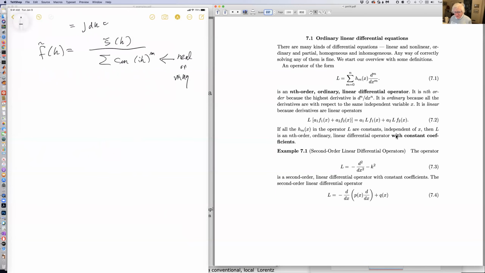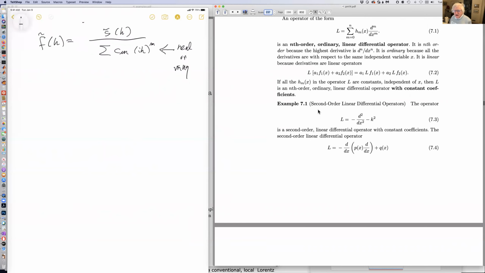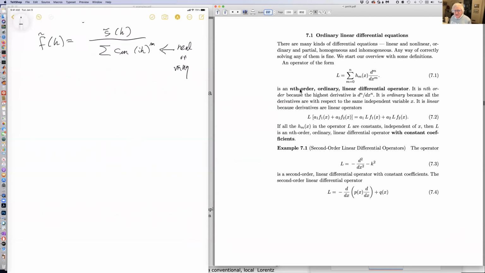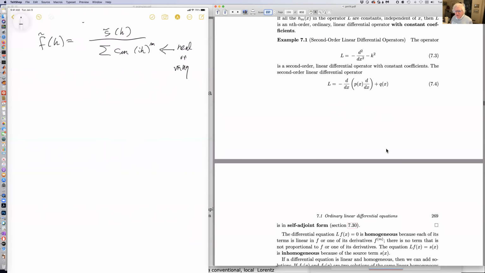In any event, let's go back to an example of a second order ordinary linear differential operator. It is this, and this is the thing that occurs all over the place in mechanics and electrodynamics and physics and so forth, or quantum mechanics.